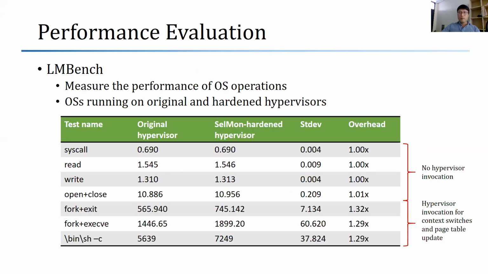To evaluate the performance of SelMon, we measured the latency of basic OS operations on two different environments, the OS with original and SelMon-hardened hypervisors. The overhead with operations in the first four rows, such as syscall read and write, was negligible. However, creating and executing a new process in the last three rows imposed a maximum overhead of 32%. Because the overhead depends on how frequently the hypervisor is invoked for page table updates and context switches, we can infer that the last three cases more frequently interact with the hypervisor.